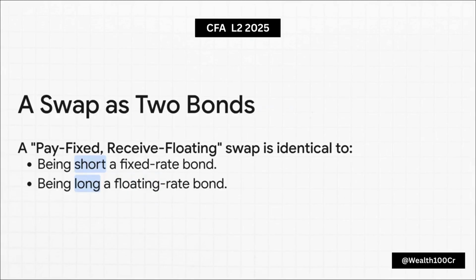So for valuation, this is the way you have to see it. A pay-fixed, receive-floating swap has the exact same cash flows as being short a fixed-rate bond and being long a floating-rate bond. And what does our law of one price say? If the cash flows are identical, the values must be identical. This replication is the key to figuring out what a swap is worth at any point in its life.